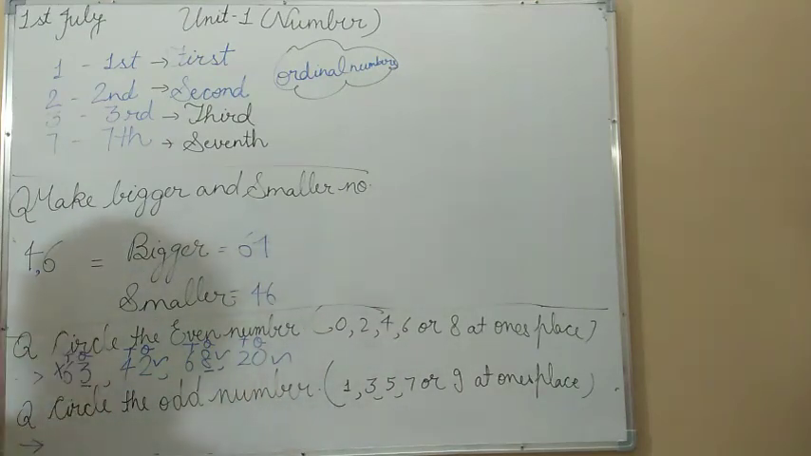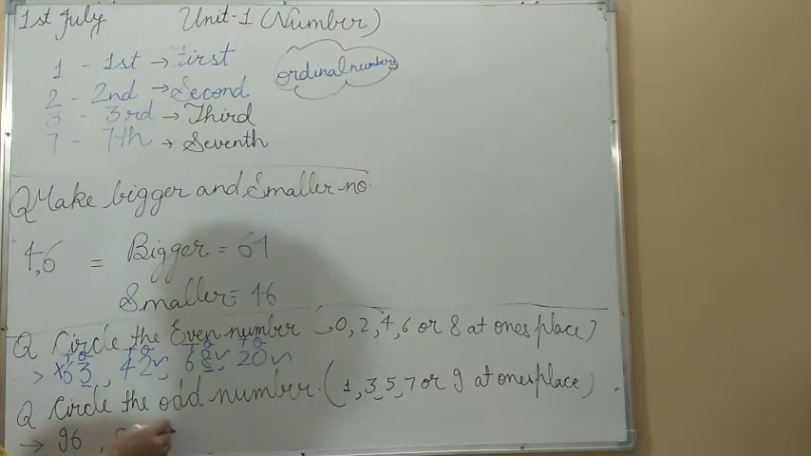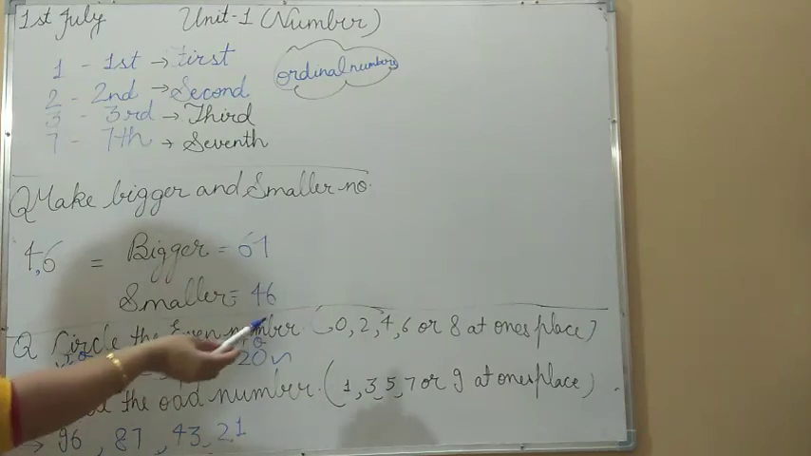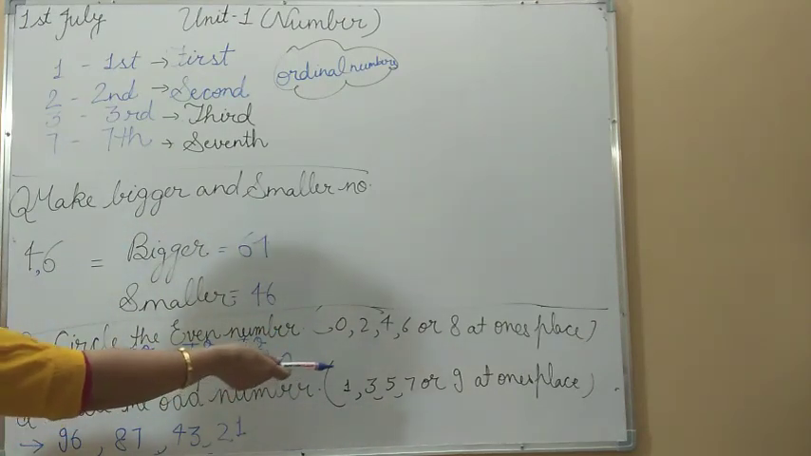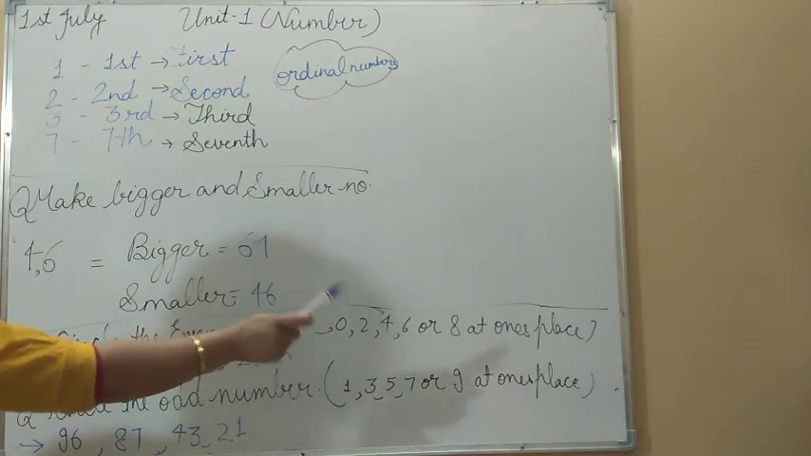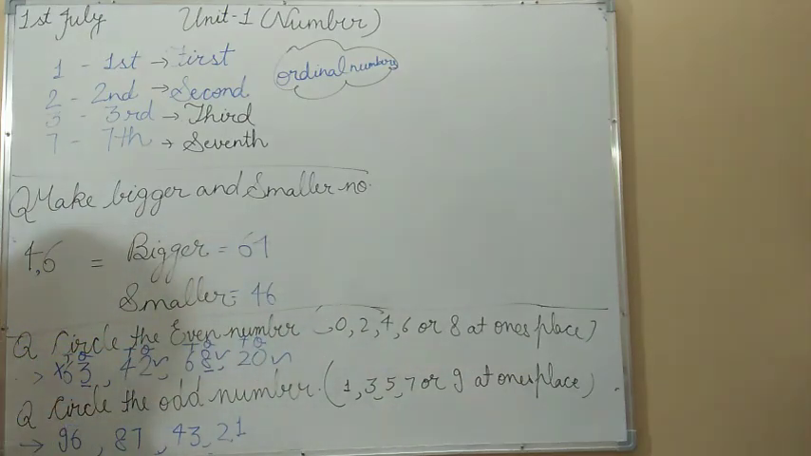Now circle the odd numbers. Some numbers are given here. Now you have to find out the odd numbers. What is the rule for odd numbers? Those numbers have 1 or 3 or 5 or 7 or 9 at ones place. These are called odd numbers. So again we will check here their ones places.